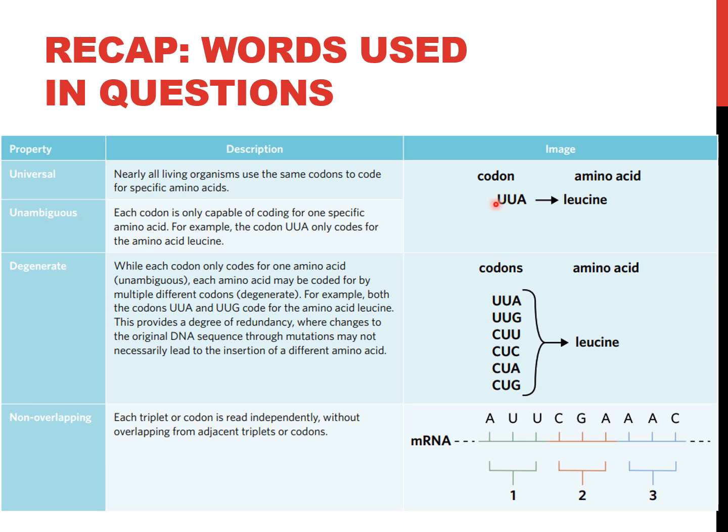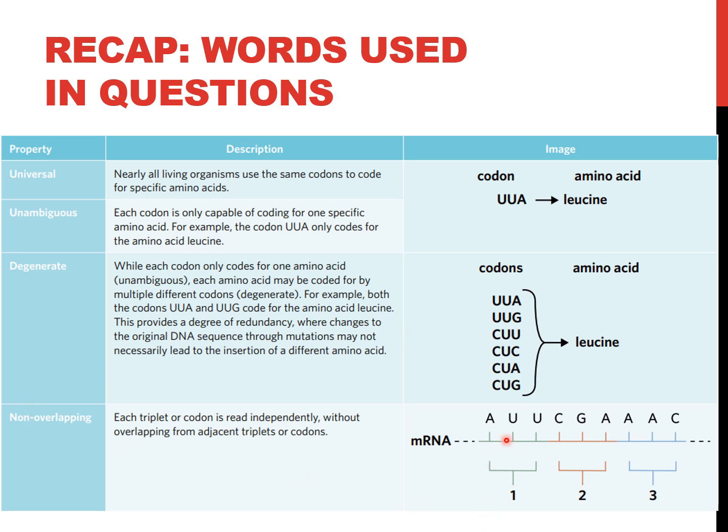Unambiguous: a RNA codon or a DNA triplet will always code for some specific amino acid. Okay, in this case it's only one. Degenerate: that one amino acid can be coded for by multiple codons. All right, so UUA will always be leucine. Okay, but leucine may also be coded by UUG, etc.